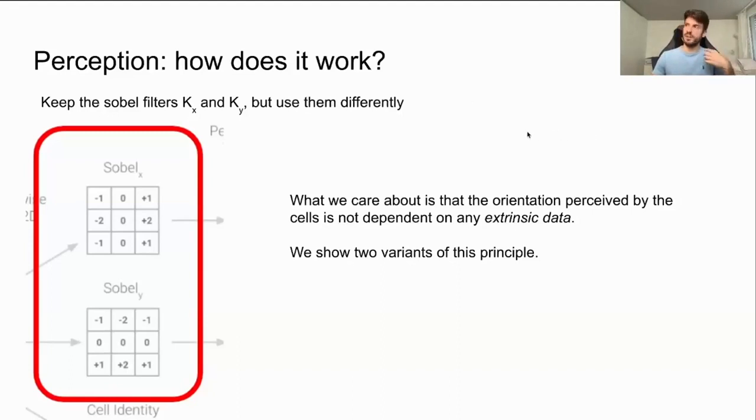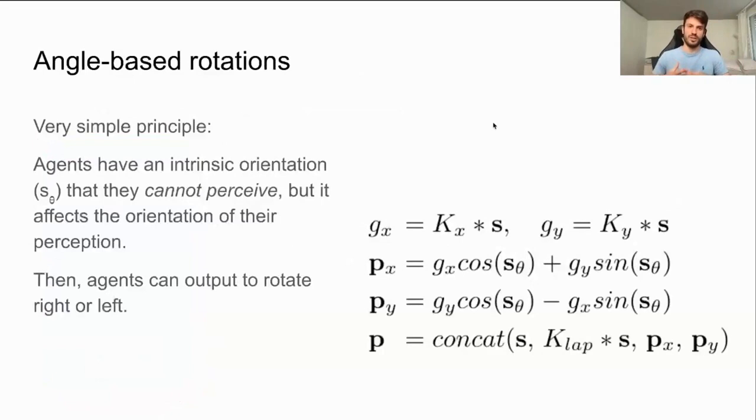The first, probably the simplest to understand, is by using angle-based rotations, where simply, as opposed to having an angle which is given from outside, every cell has an internal orientation. They cannot perceive this orientation, but their perception is based on this angle. What they can do is rotate themselves. So they can decide to rotate left or right. And this makes them chiral or steerable. So they are not isotropic, but they are rotation invariant.